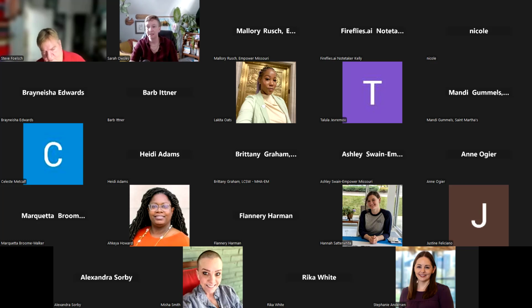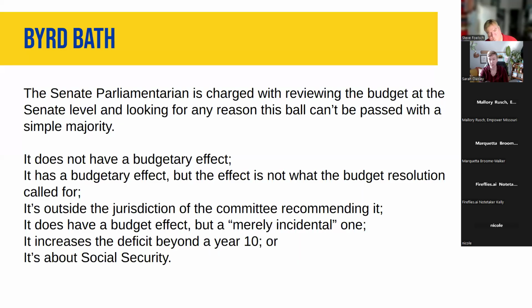Yeah, so Ashley asks if we can go over the Byrd rule again, how it interacts with the budget, because it doesn't feel super clear. So the Byrd rule process, I can share my screen again as well. The Byrd rule is not just about the budget, but it is also about the budget.